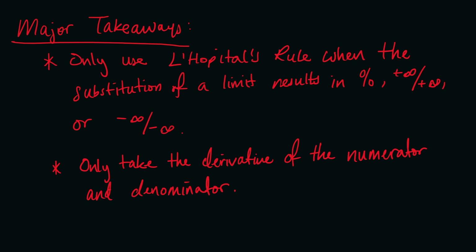Now, something some kids also mess up on is that they take the derivative of the whole entire function. So they're using the quotient rule for it, right? No, do not use the quotient rule for this, right? The whole point here is that you're taking the derivative of the numerator and you're taking the derivative of the denominator. So they're both taken separately. Do not mix and match here.